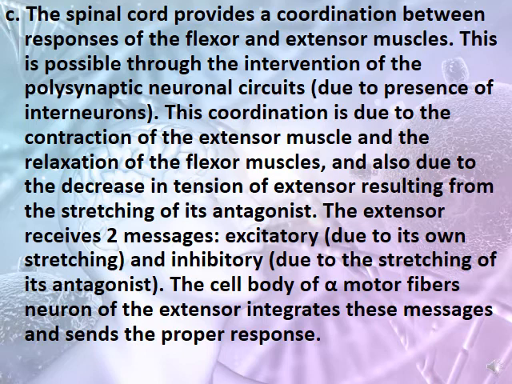This coordination is due to the contraction of the extensor muscle and the relaxation of the flexor one, and also due to the decrease in tension of the extensor resulting from the stretching of its antagonist. So the extensor muscle receives two messages. One of them is excitatory due to its own stretching, and the other is inhibitory due to the stretching of its antagonist. So the cell body of the alpha motor neuron of the extensor integrates these messages and sends the proper response.